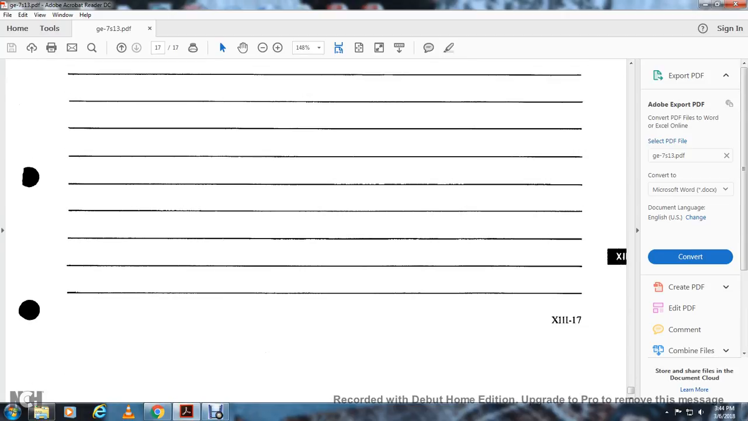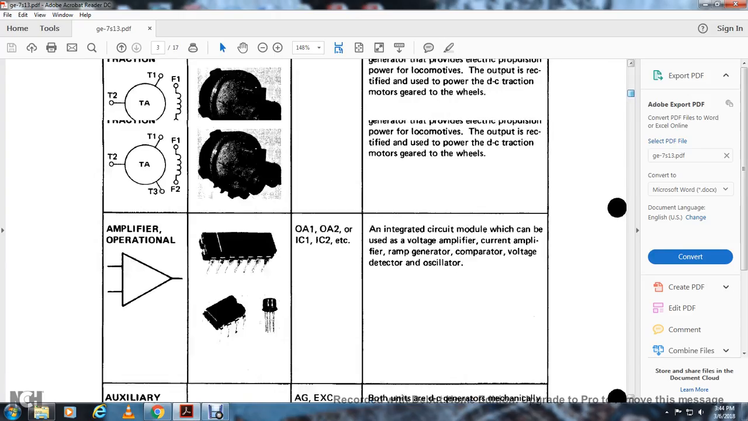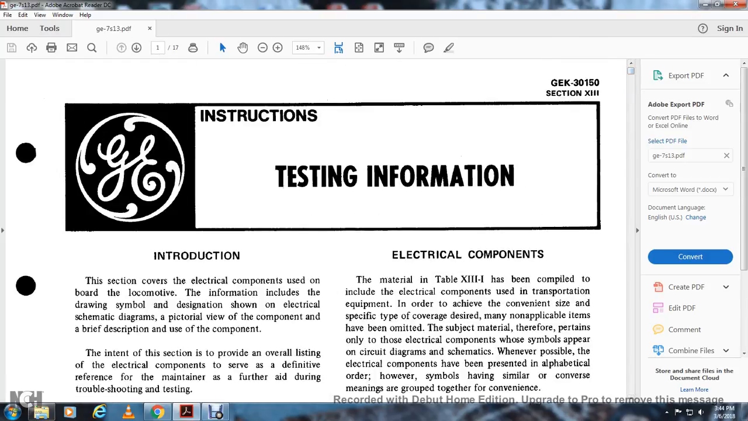And then there are notes. This was a reading of the testing information for the instruction G13, Section 13, Series 7 locomotive.